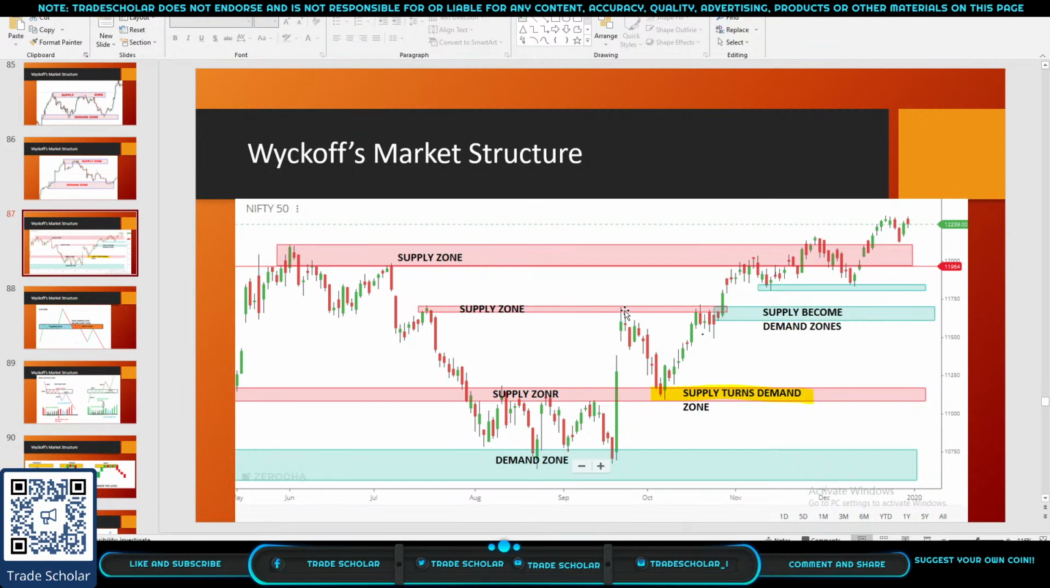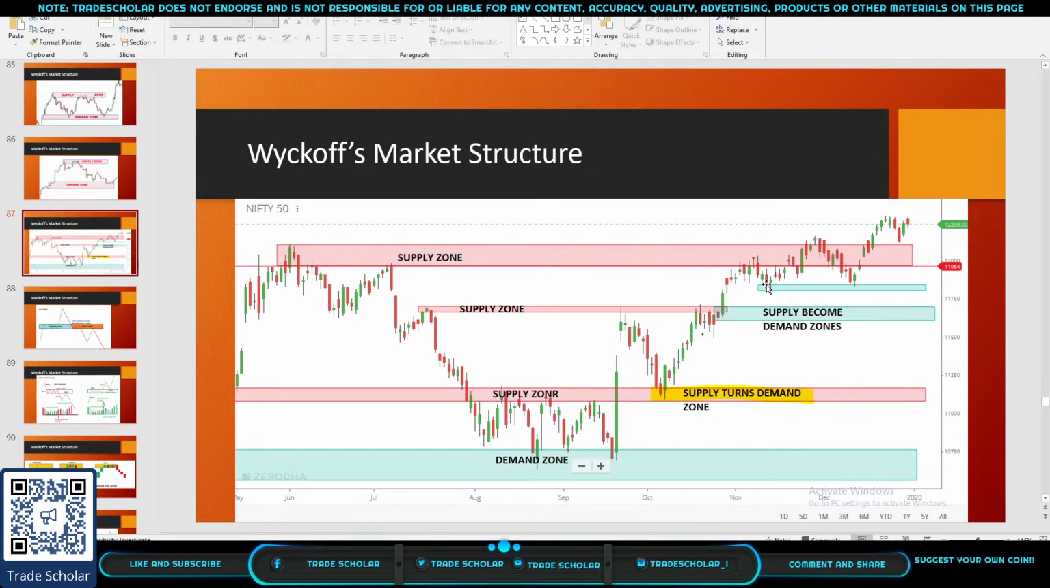Pump hard. And then it touches the supply zone and we got sold again. And then the supply zone turned into a demand zone. So we found support here and we bounced again. We're trying to break the supply area and we break through to the upside. And then the supply zone became a demand zone again.